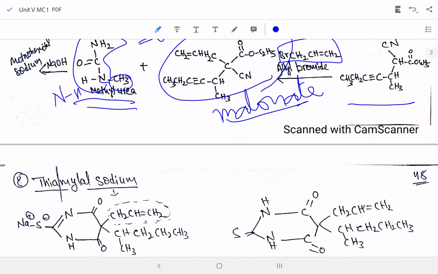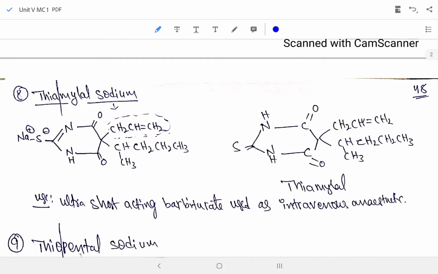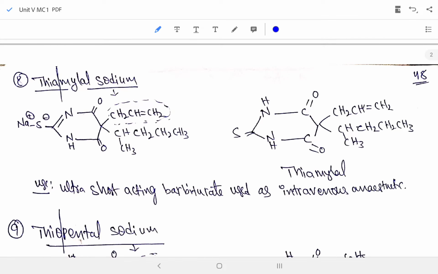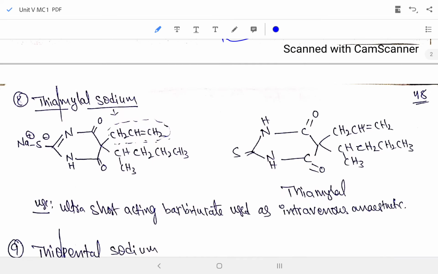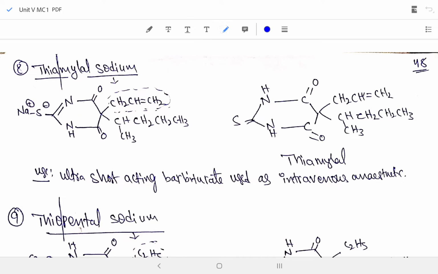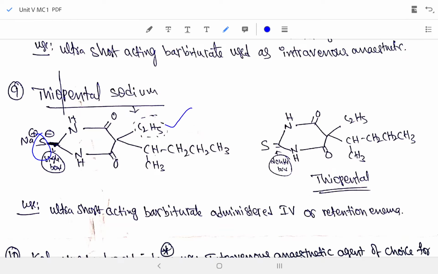Okay. Next, move on to thiamylal sodium. We have to remember thiopental and thiamylal sodium, both are barbiturates. So you know the basic structure of barbiturate. Remember, thia will always have sulfur in place of oxygen, and here also one side chain is propene, the other side chain is pentane, 1, 2, 3, 4, 5, in thiamylal sodium. In thiopental you again have sulfur here, and an ethyl side chain is the difference between thiamylal and thiopental.